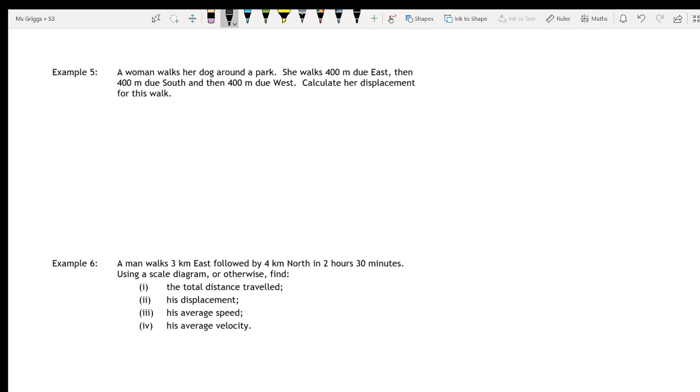So it starts off 400 meters due east. So I would probably do 4 centimeters, for 1 centimeter per 100 meters. Then 400 meters due south. And again I do another 4 centimeters. And then 400 meters due west. Again, another 4 centimeters due west. And there's my end point.